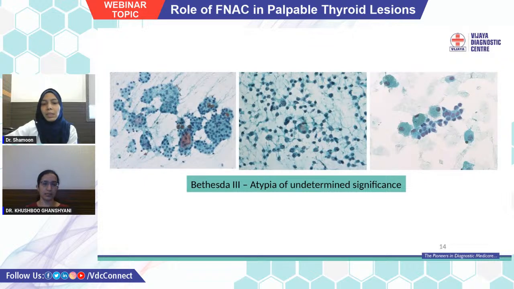These are the 3 images which fall under category 3. Let me show you. Image 1 is showing ATP of undetermined significance, showing architectural ATP. It is difficult to distinguish follicular neoplasm from goiter. The second image is also ATP of undetermined significance, where you can see lymphoid cells which are showing nuclear ATP. And the third image is showing ATP or molding and grooves in nuclei due to drying artifact. These are all the examples of category 3.